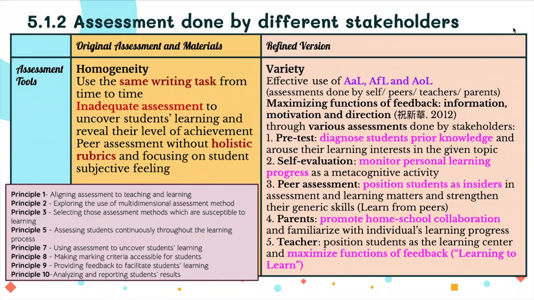So for the assessment done by different stakeholders, we can see that we have tried to make effective use of the assessment for learning, and assessment of learning. And we try to use different kinds of assessment to discover the student learning. At the same time, we involve different stakeholders like parents, and we try to promote home-school collaboration through having the data, learning log, and some kind of self-assessment so parents can monitor the students' learning progress. Next, please.